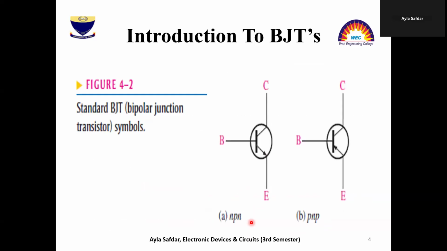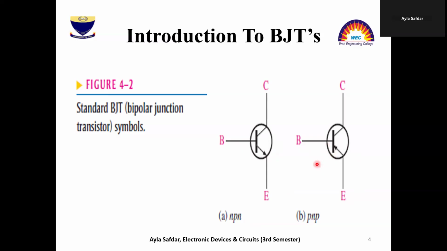This is basically the standard BJT symbol for the NPN transistor. You can see we have three terminals: base, collector, and emitter. If the arrow is going from base to emitter, as you can see here, it is the NPN transistor. If it is from emitter to base, then the symbol is for the PNP transistor.